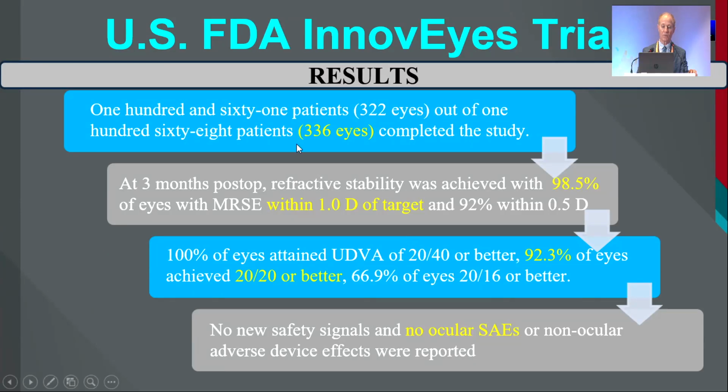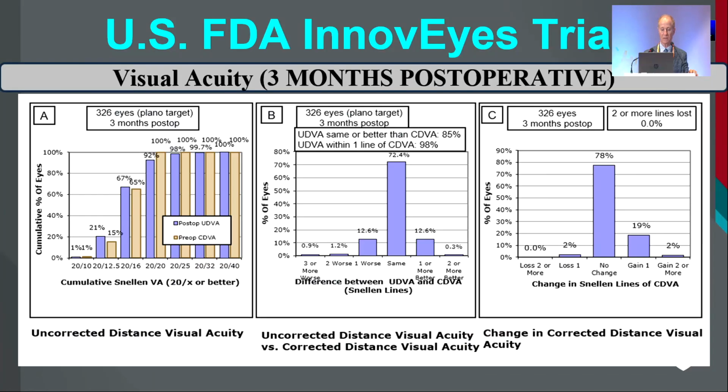Our results overall with the 336 eyes: 98.5% of patients were within 1 diopter of target correction, 92% within a half. 92% achieved a 20/20 or better outcome, and 67% 20/16. And again, there were no ocular serious adverse events.